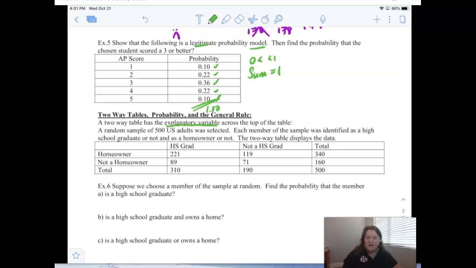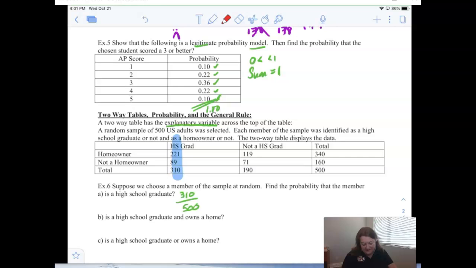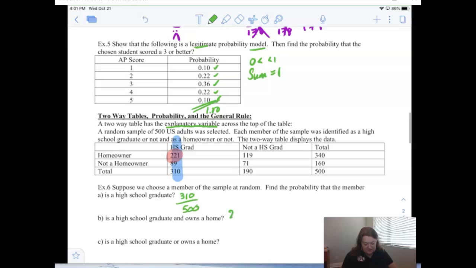Suppose we choose a member of the sample at random. Find the probability that the person is a high school graduate. Okay, so if I'm looking for high school graduate, I'm looking at this column. So we're back to doing, looks like 310 out of 500. Okay, next one. Is a high school graduate and owns a home. Well, now they have to say yes to both. Now I'm only looking at that one right there. So that is going to turn into 221 out of 500.